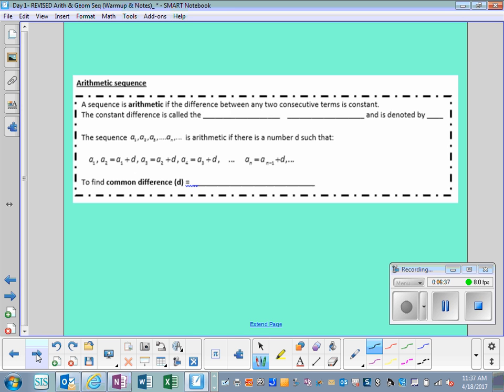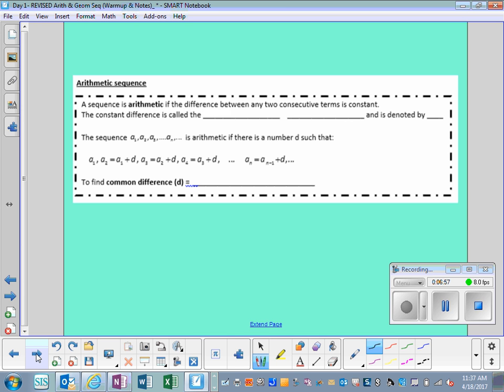Anyway, any questions about this first page? Sequences, index of a sequence, what does it mean? Fourth term of the sequence? Alright. So in this class we will talk specifically about two types of sequences, arithmetic and geometric.